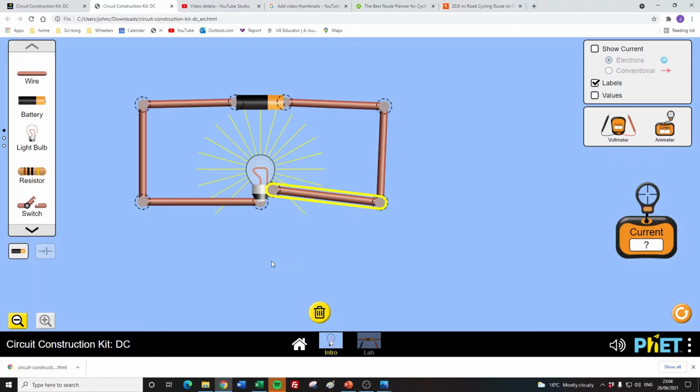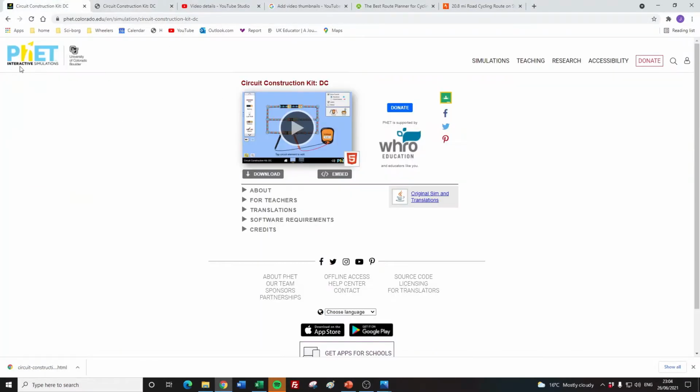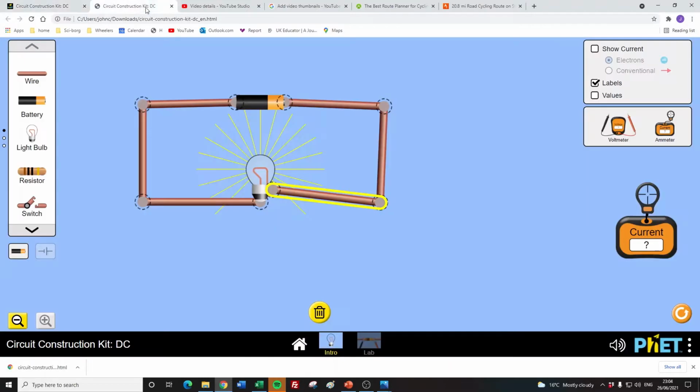Right, well here I am. I'm using the same simulator as I was using before, which is called the PhET simulator from the University of Colorado. Have a go yourself. Click download and you're pretty much ready to go.